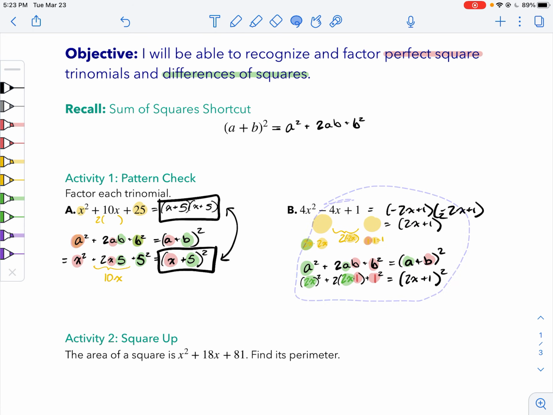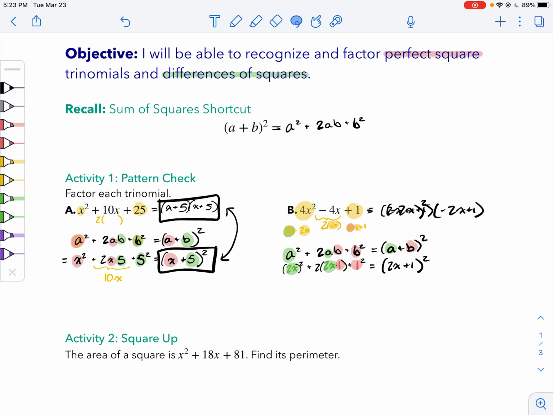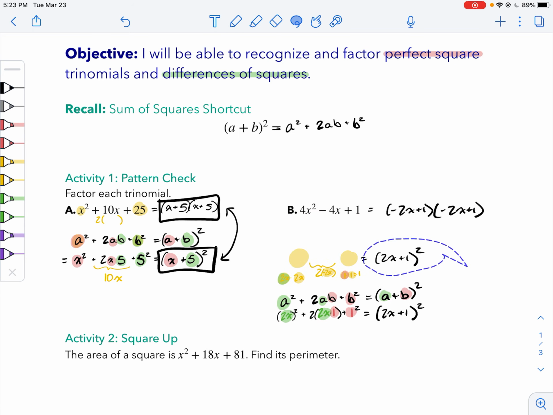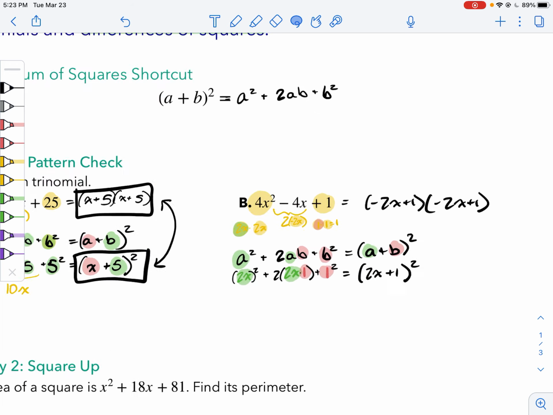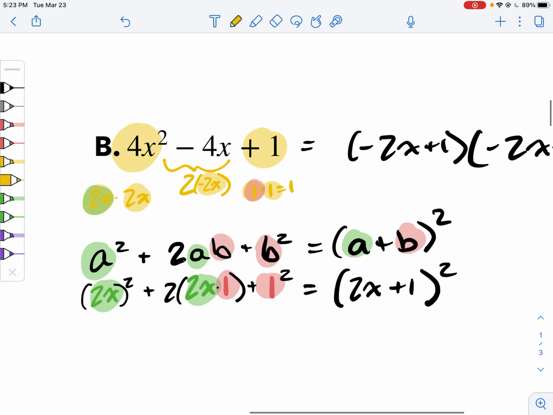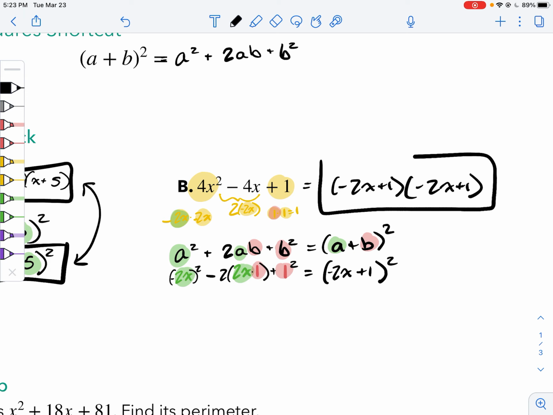Or, the thing is, I knew it was coming, and I still did it wrong. Because yes, 4x is 2x squared, but it's also negative 2x squared, and that's how we get the negative part. We didn't get the negative part to match up, so this needs to be negative 2x, negative 2, negative 2. So there you go. It's negative 2x plus 1 squared, which is negative 2x plus 1 times negative 2x plus 1. Ta-da!